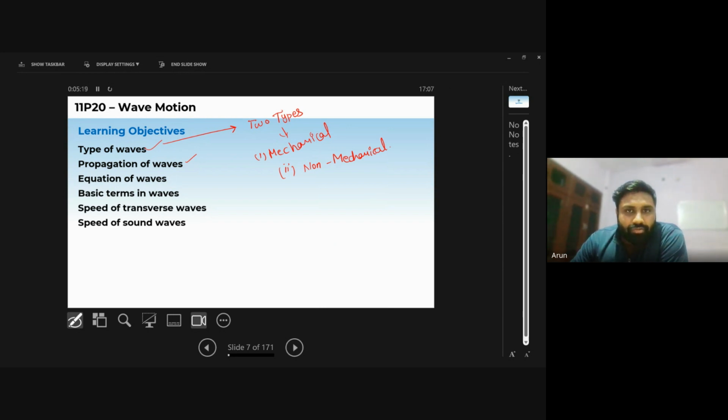Got it. So today, the agenda of today's lecture is the equation of wave, where we establish a wave equation, then also the basic terms in waves that we have also seen, but in a revised mode we are going to study that also. Then speed of transverse wave and speed of sound wave. So we have the type of wave or the nature of wave. Two types of wave there on the nature. First is longitudinal, and the second one is transverse.